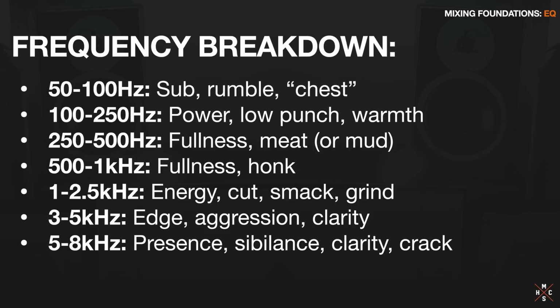Then from 5 to 8K, this is where you might start using more broad shelves. I'll get into that shortly. This is where a lot of sibilance is on the vocal. It can also add clarity and energy to the high end of a bunch of different tracks. And I really love this range, especially around 8K, for something brightly soaring on top of the mix, like a lead guitar or a synth.